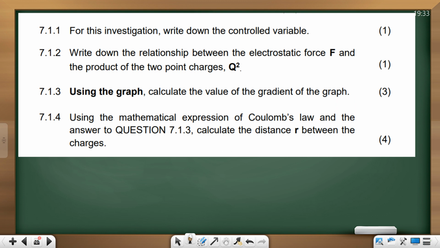Using the graph, calculate the gradient. 7.1.4. Using the mathematical expression of Coulomb's law and the answer from the graph, calculate the distance R. Check for 7 marks. You don't know graph, you are done.